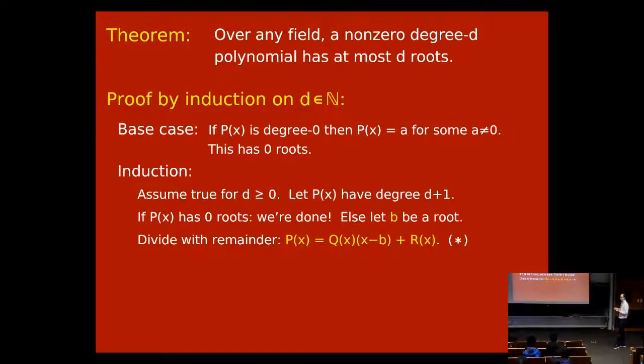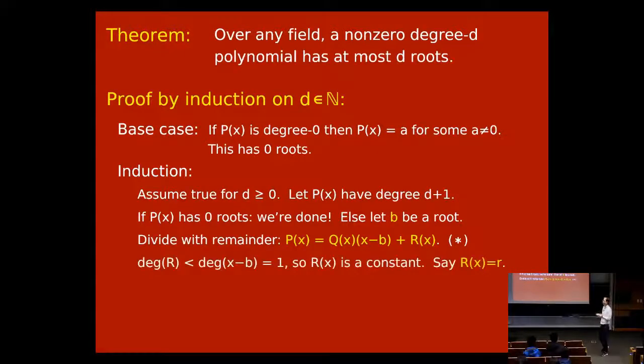What is the degree of the thing I'm dividing by? 1, the highest power is 1. So therefore, the degree of r of x has to be less than 1. So the degree is 0, it's a constant, or it could be the 0 polynomial. But in any case, r itself would have to be just a constant. It would have no x's. So r of x is just a constant field element, a number. Let's call it little r. So p of x is actually just q of x times x minus b plus some number r.